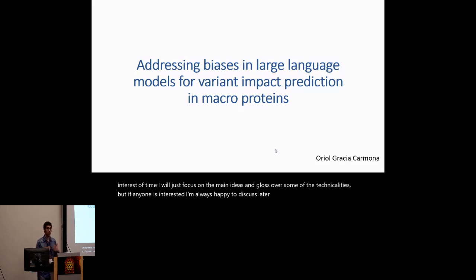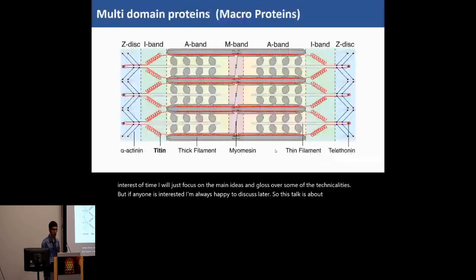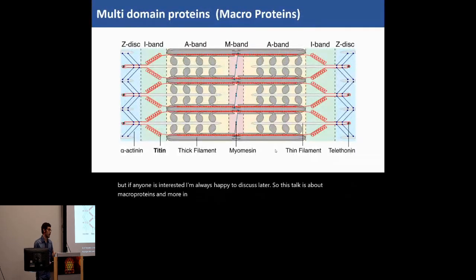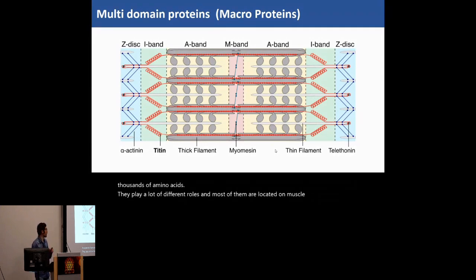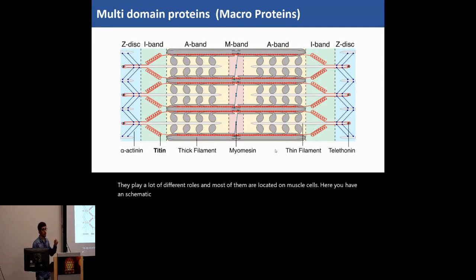So this talk is about macroproteins. More in particular, what I refer to by macroproteins are single multi-domain massive proteins in terms of length. You have from a few thousands of amino acids to several thousands of amino acids. They play a lot of different roles, and most of them are located on muscle cells. Here you have a schematic representation of the sarcomere, which is the functional unit of the muscle.